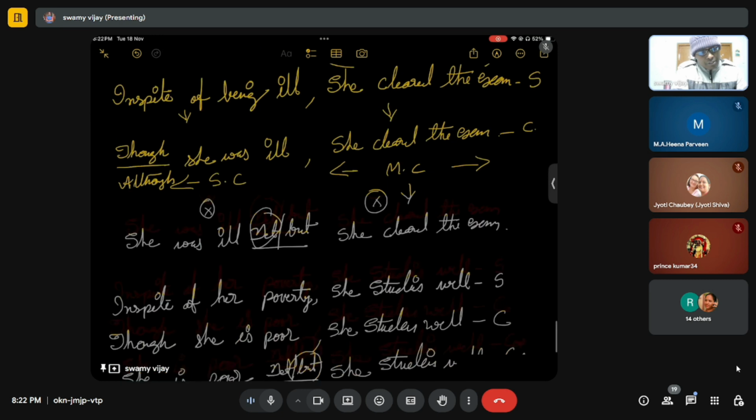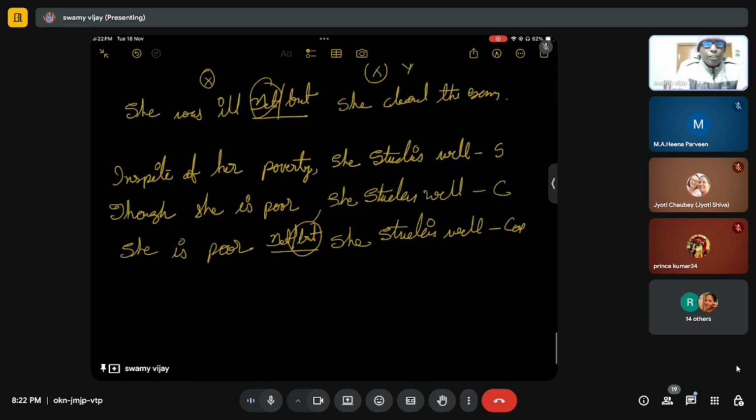But here if you see, in spite of her poverty, she studies well. Though she is poor, she studies well. She is poor, but she studies well. Now what is the function of "but" here? Though it is a coordinating conjunction, whether it contradicts these two clauses or it supports each other. What does it do?